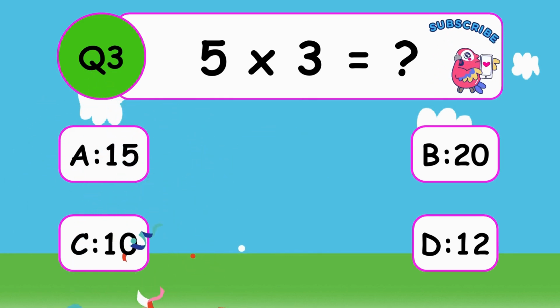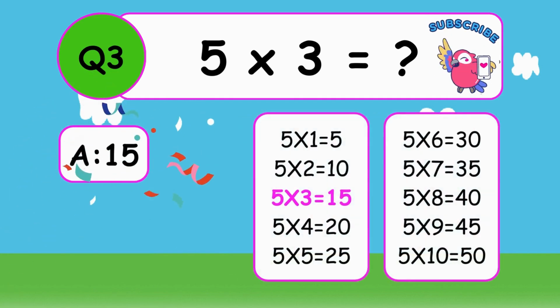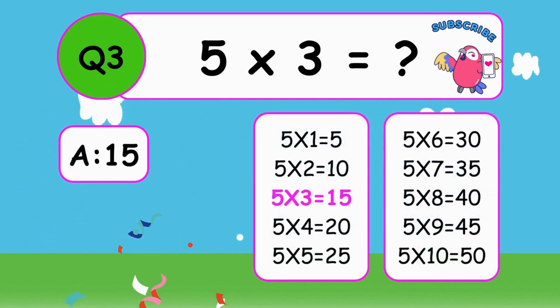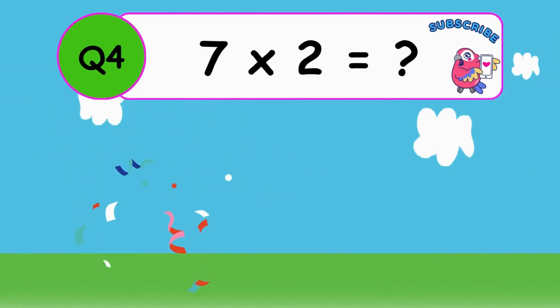The correct answer is A, 15. 5 times 3 is equal to 15. What is 7 times 2?